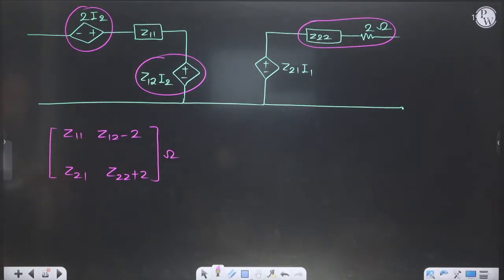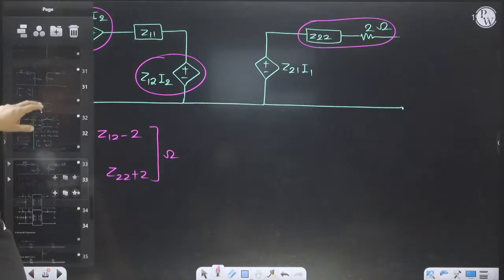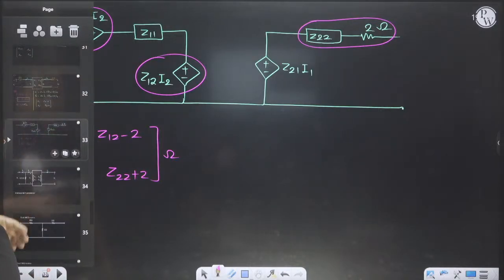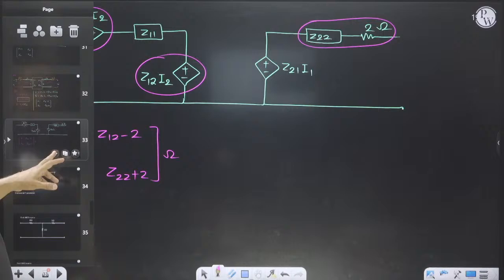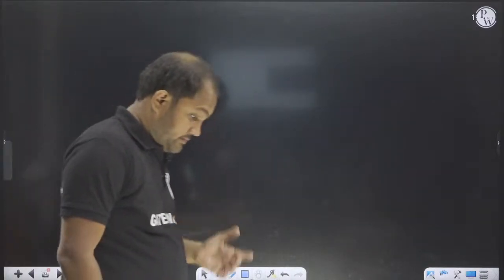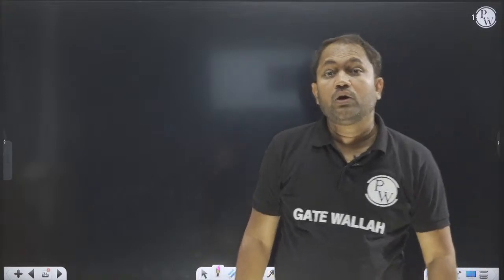You should think like this, then you will be able to go through the question. If you don't think like this, then it will be very difficult to analyze the question.